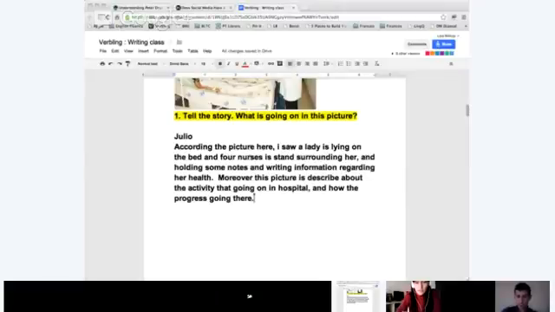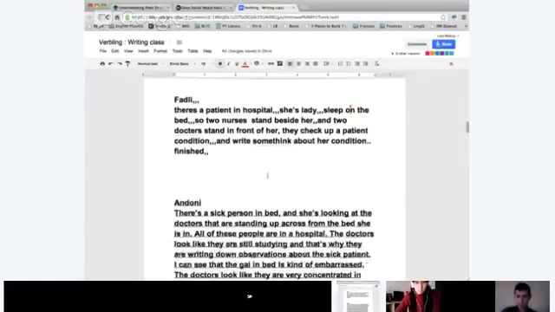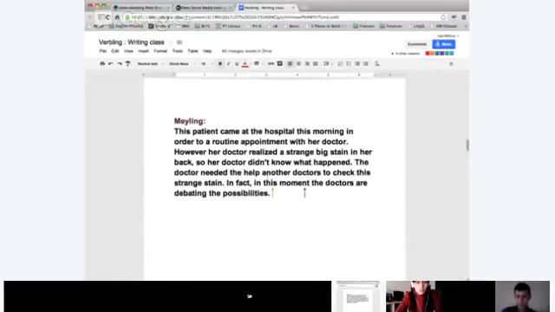Teacher, I am ready. Okay, great. Okay, go ahead and read. Okay, this patient came at the hospital this morning in order to a routine appointment with her doctor. However, her doctor realized a strange big stain in her back. So her doctor didn't know what happened. The doctor needed the help another doctor to check this strange stain. In fact, in this moment, the doctors are debating the possibilities.